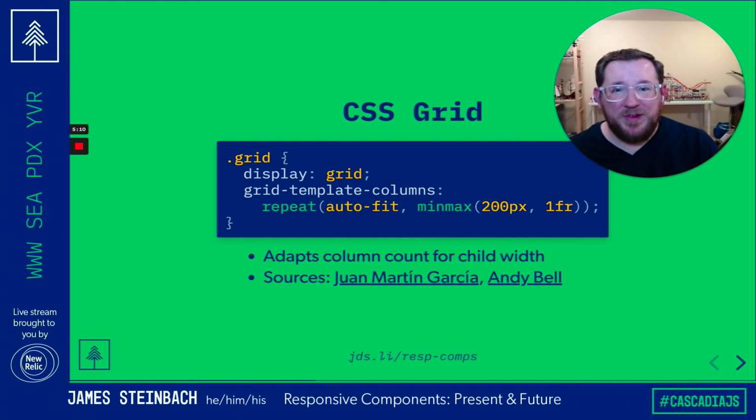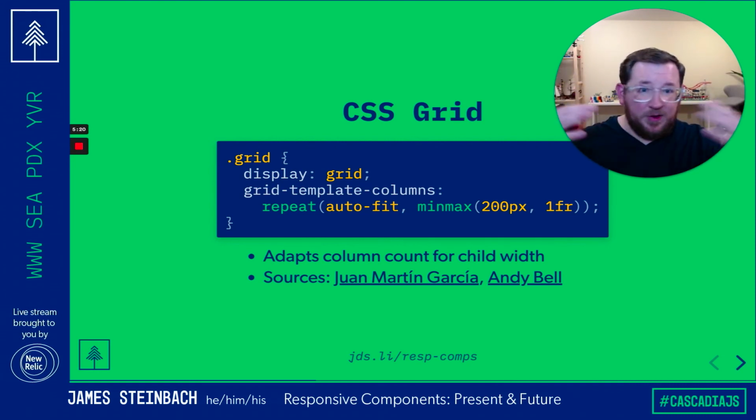CSS Grid has a helpful technique for this as well. This is another one that adapts based on the width of a child. And this is great for gallery layouts where you've got a whole bunch of things in just a giant grid, and you want the grid to change column counts as your screen has room for more columns. What this grid template columns value will do with the repeat function is fit as many 200 pixel columns into the container as are possible.